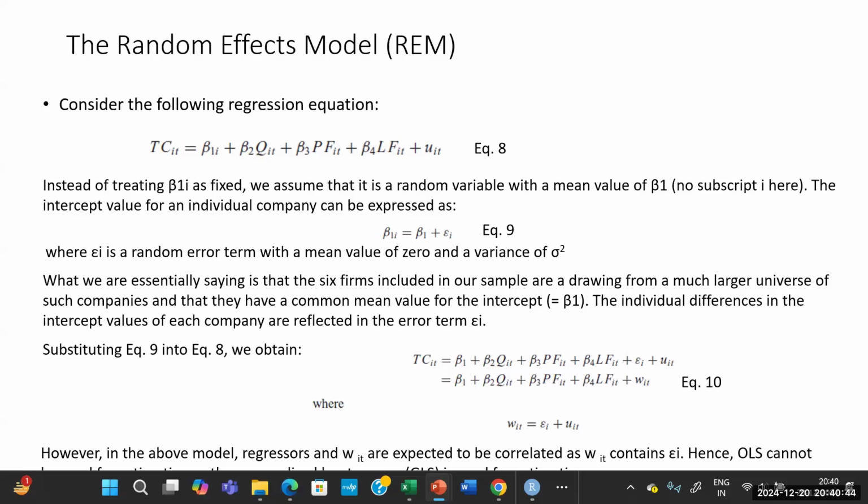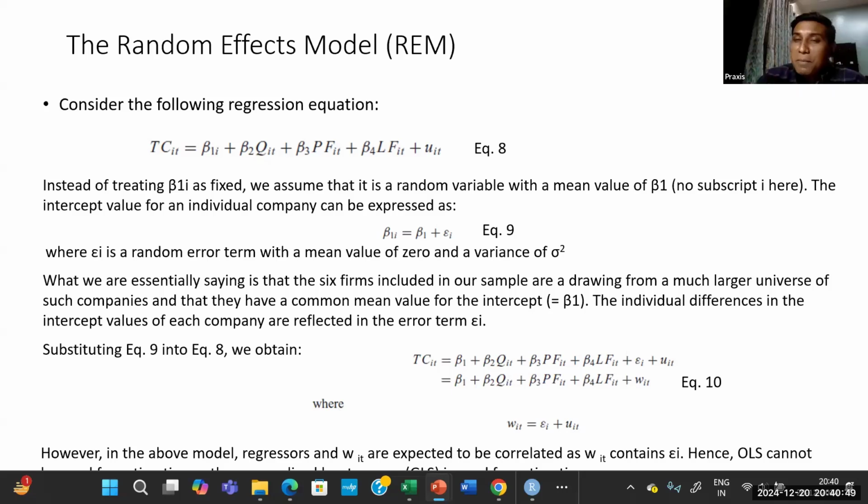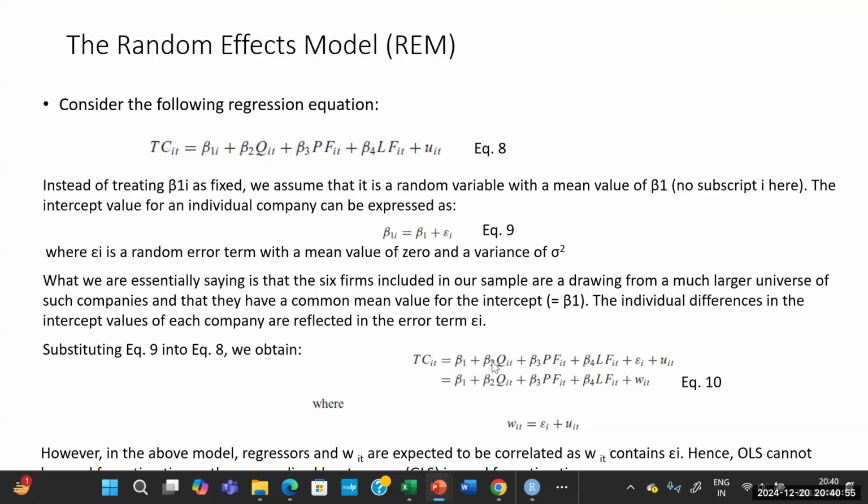One is time dependent, another is time independent. So because of that, what is the problem? See, the problem is now this composite error term is going to be correlated with the regression. Exactly. Yes or no?